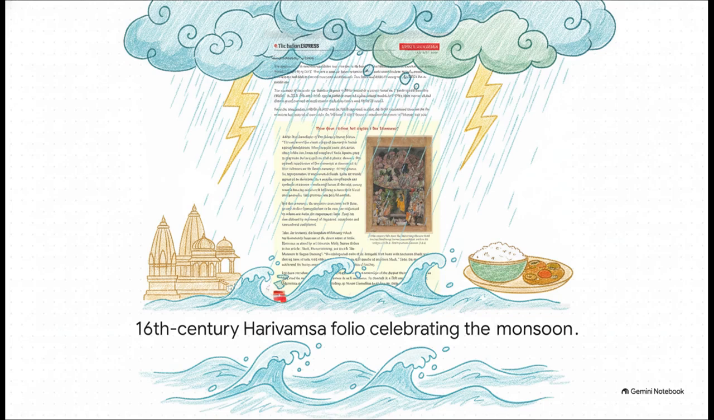But the monsoon's reach goes way beyond GDP and agriculture. It permeates the very soul of the subcontinent. It dictates food habits, architecture, and art. Take this 16th century Harivamsa folio, depicting Lord Krishna lifting Mount Govardhan to shelter villagers from torrential rains. For thousands of years, the monsoon has been celebrated as a bringer of life and feared as a force of divine destruction. It really is a defining motif of Indian culture.